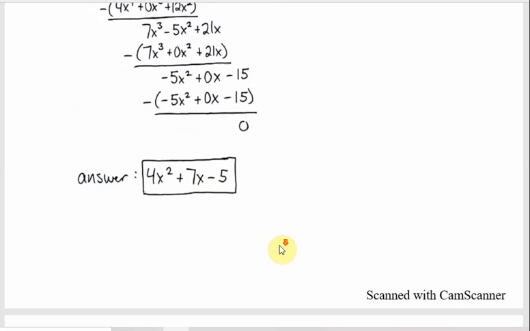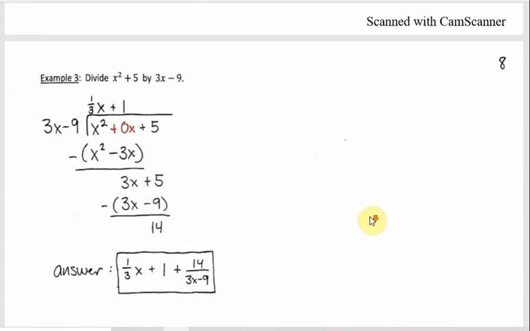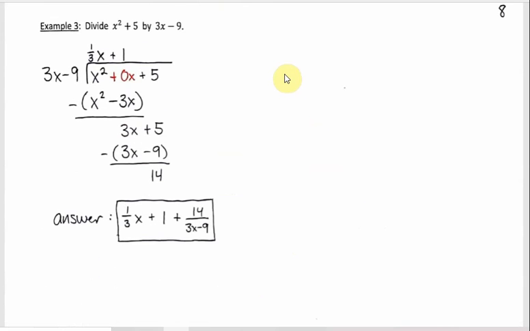Then the last example, this one's nice and short, but I wanted to put this in here just to point out that you can have coefficients that aren't integers, just because we haven't really had that when we've been dividing. So here, you've got to be careful with this dividend, right? There's no x term. You got to put in that plus 0x to get everything to work out correctly.